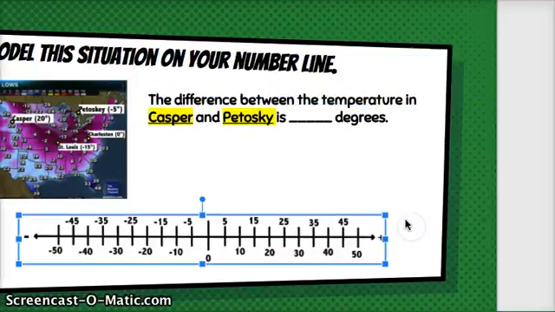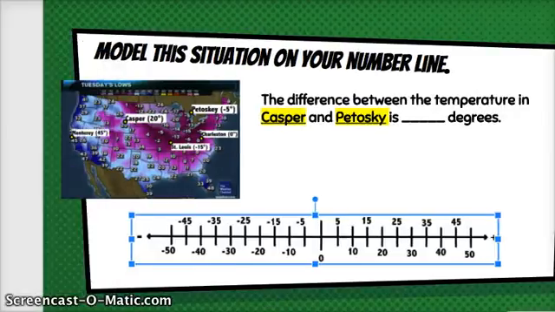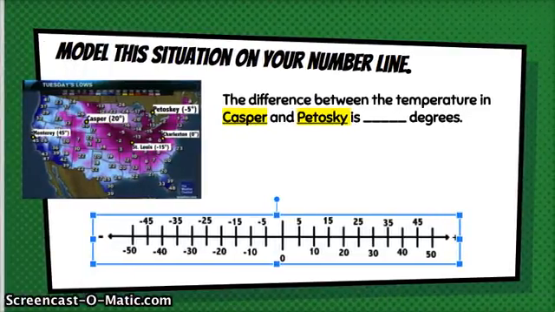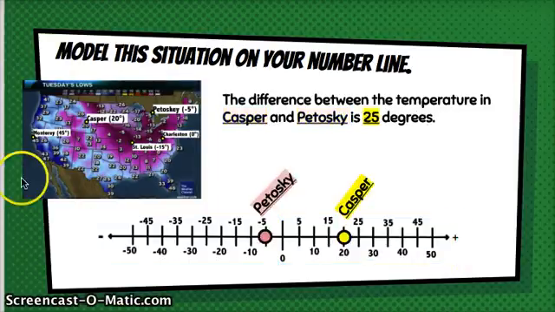We know the temperature in Casper. We know the temperature in Petoskey. We want to figure out the difference, which we can also model on the number line. So we put them both on, right? Petoskey is negative 5 degrees and Casper is 20 degrees. And then we need to count the difference between Petoskey and Casper.